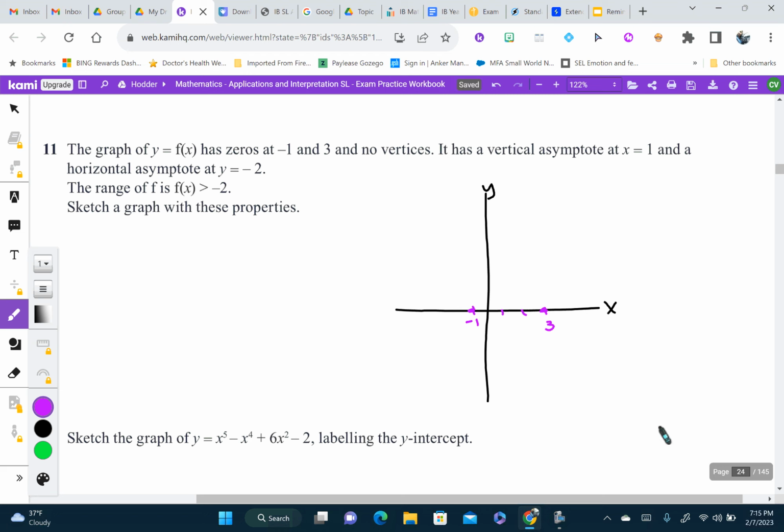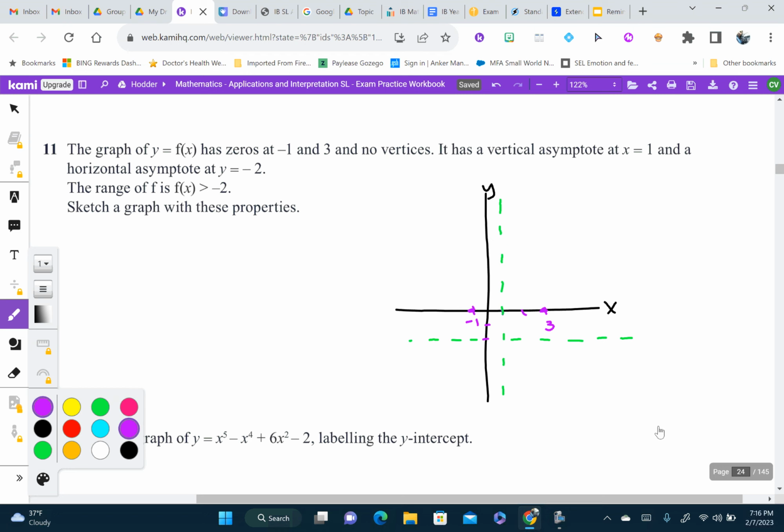It has a vertical asymptote at x equals 1. So vertical asymptote, I'll just go ahead and draw vertical, right? Which means that asymptote is a line that it can never cross. So there's a line right there. And a horizontal asymptote at y equals -2. So if this is -1, -2, our horizontal asymptote is going to look something like this, which means our graph can never cross those two lines. That's what an asymptote is.